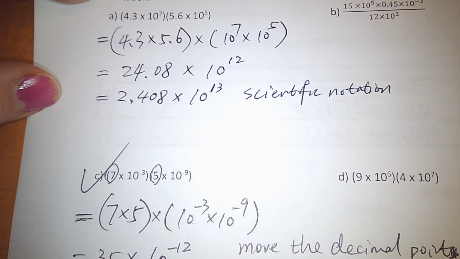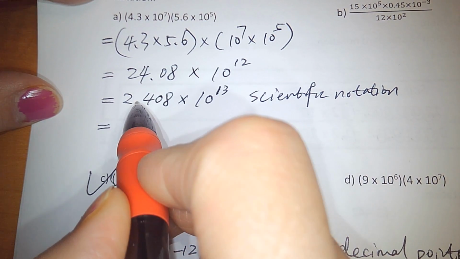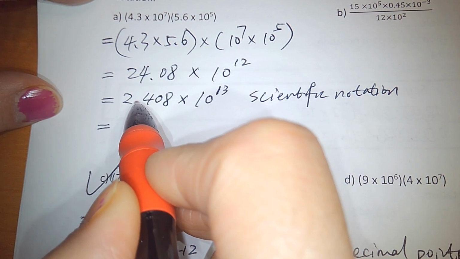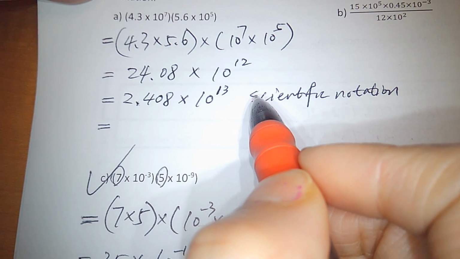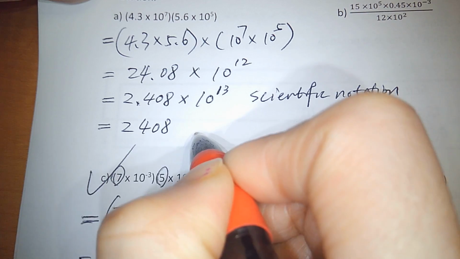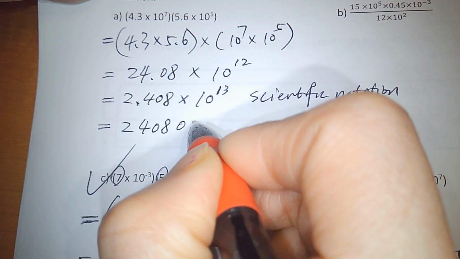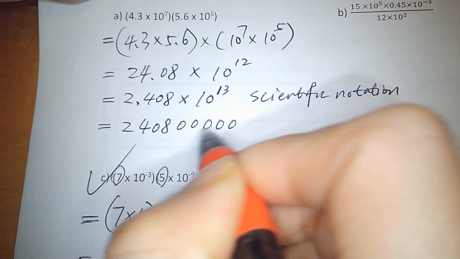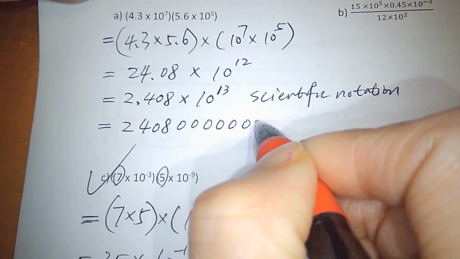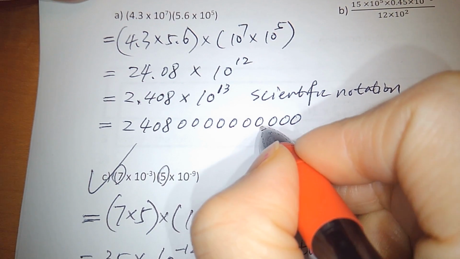Can we rewrite it in our standard notation? Move the decimal point to the right for how many digits? 13 digits. Okay, so we have 408, 3 digits, we need 13. So add 10 more zeros. 1, 2, 3, 4, 5, 6, 7, 8, 9, 10. Okay.